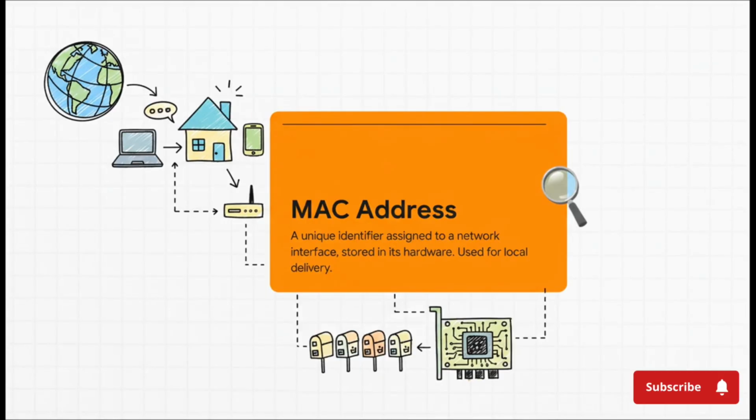And this is the huge difference between a global address and a local one. The data link layer uses a MAC address, a permanent, unique ID that's literally burned into your device's physical hardware. So if the IP address is the building street address, the MAC address is the specific name on the mailbox. It's how your local router knows to deliver that data to your laptop and not your roommate's phone.